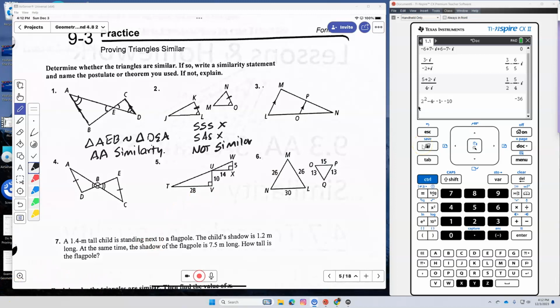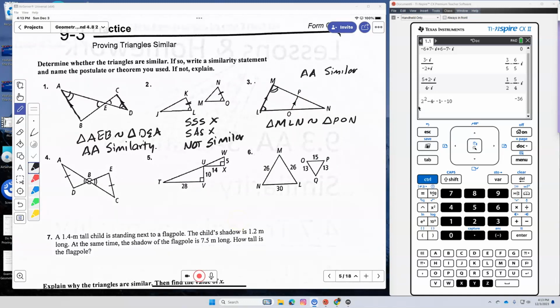Number three, we do have two triangles. We know that this side is parallel to this side. We know that this angle is congruent to this angle, and this angle is congruent to this angle. And because of AA similarity, we know that they're going to be similar. So what you need to do is make a statement. Triangle MLN is similar to triangle, and let me erase this because I didn't get to see this. So it's going to be PO.